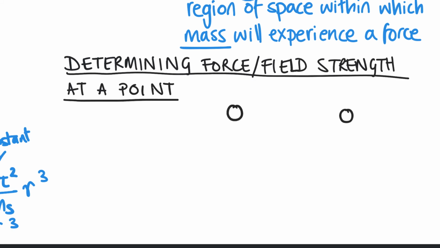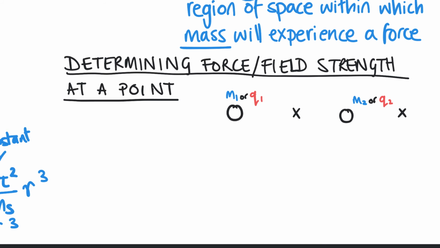We could have 2-point masses, M1 and M2, or 2-point charges, Q1 and Q2, and we could be asked to determine what is the force or the field strength at a particular point. Now that point could be in the middle of the two charges or the two masses, or it could be off to the side. In any event, it doesn't matter because you treat it in the exact same way.